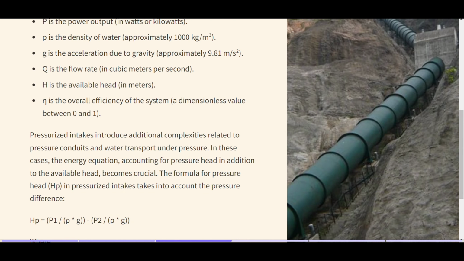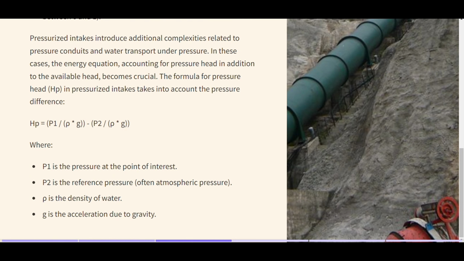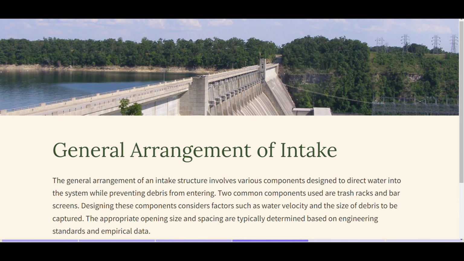Pressurized intakes introduce additional complexities related to pressure conduits and water transport under pressure. In these cases, the energy equation, accounting for pressure head in addition to the available head, becomes crucial. The formula for pressure head in pressurized intakes takes into account the pressure difference, as given, where P1 is the pressure at the point of interest, P2 is the reference pressure, ρ is the density of water, g is the acceleration due to gravity. General arrangement of intake.